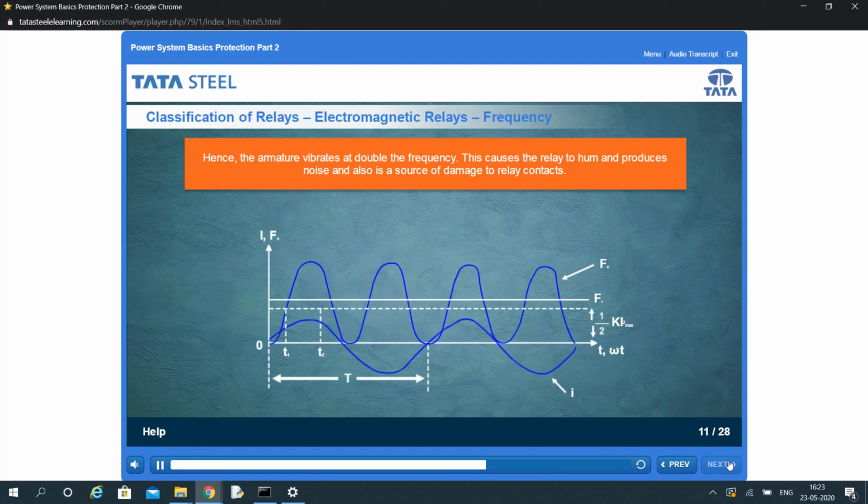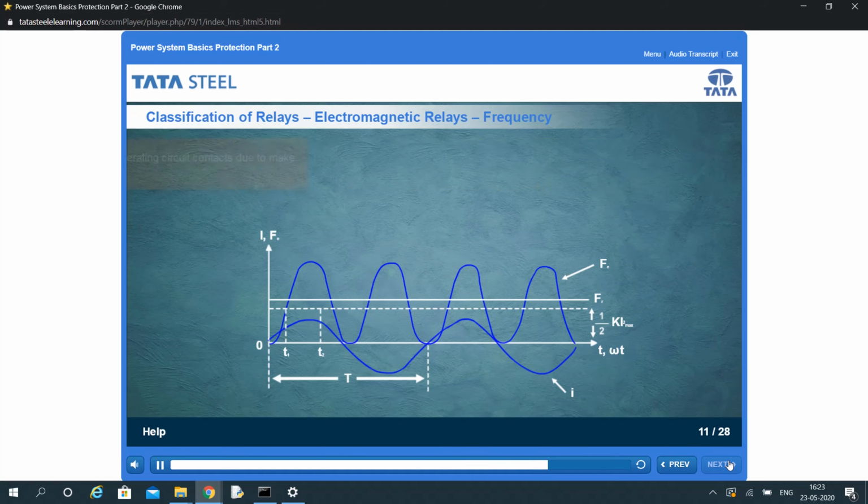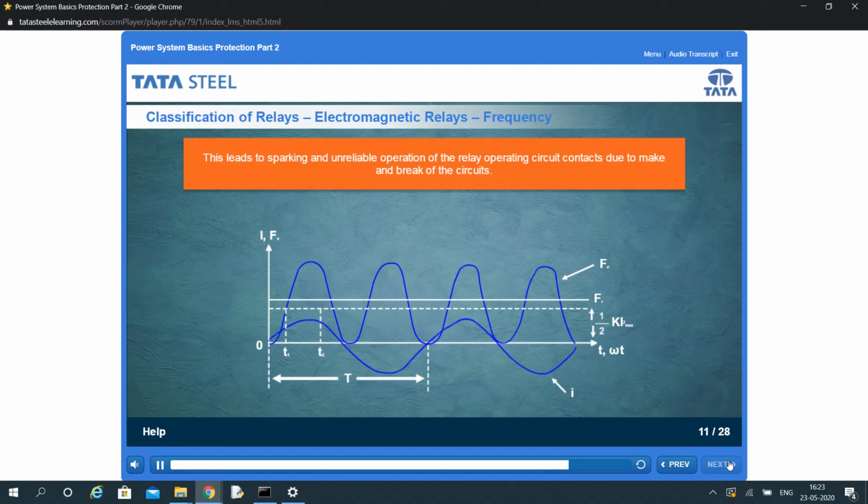This causes the relay to hum and produce noise, and it is also a source of damage to relay contacts. This leads to sparking and unreliable operation of the relay operating circuit contacts due to make and break of the circuits.